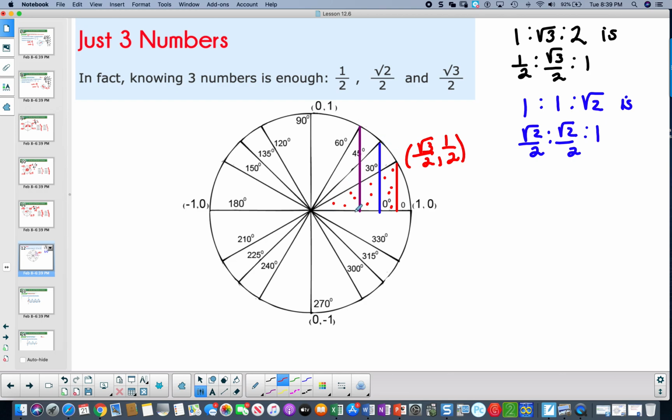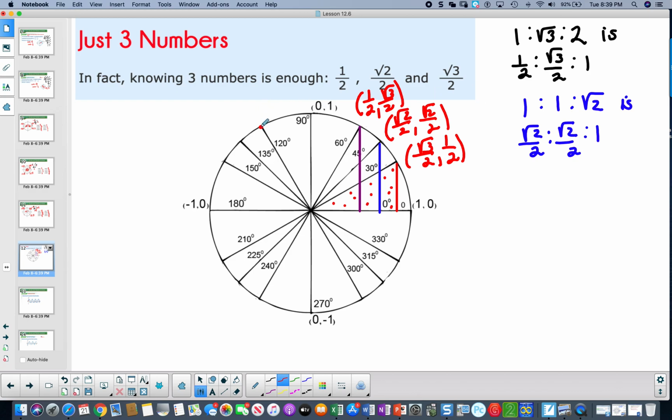Now on a 45, 45, 90, we're going to be using this ratio, and the x will be root 2 over 2 and root 2 over 2. Now on the 60, remember this is the short leg. Short leg is going to be the 1/2, and the long leg will be root 3 over 2. So again, just 3 numbers if you just use 3 numbers.